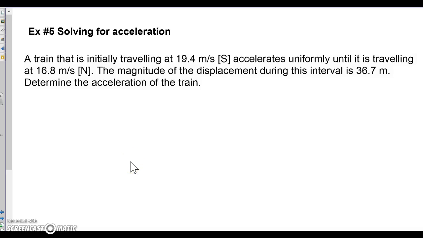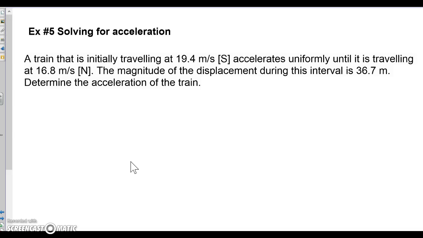In this example, we're going to be solving for acceleration. So here's the situation. A train that is initially traveling at 19.4 meters per second south accelerates uniformly until it's traveling at 16.8 meters per second north. The magnitude of the displacement during this interval is 36.7 meters. Determine the acceleration of the train.